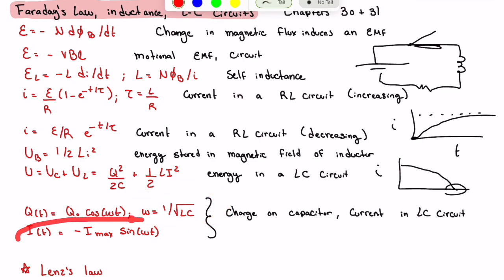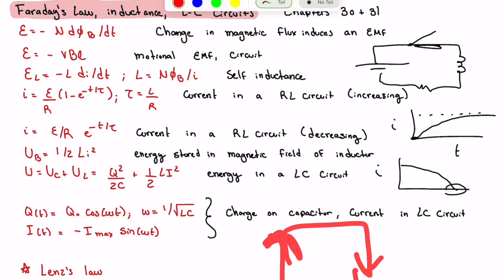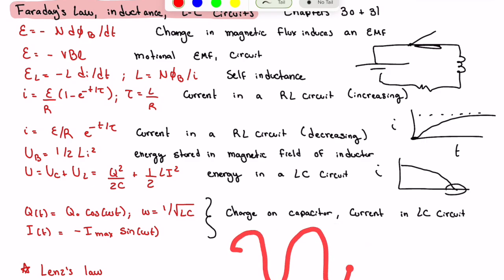We also looked at the current. Where was the current flowing? Is it flowing in this direction or is it flowing in this direction? How much current do we have? Because we saw that would fluctuate too, because we had an L and a C component.